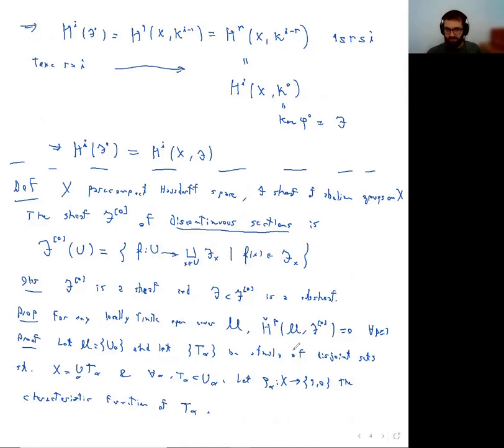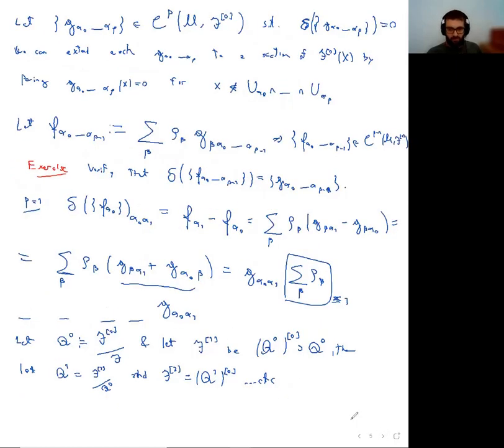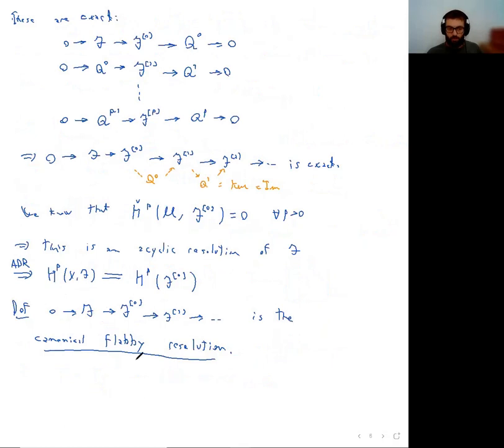Okay, so we defined what the sheaf of discontinuous sections is. We proved that it is indeed acyclic. And then we showed that using it, one can construct this canonical flabby resolution.